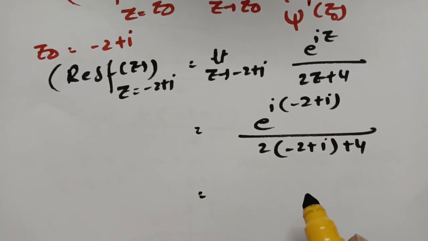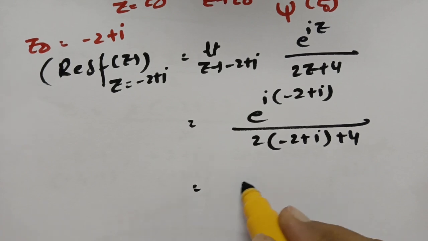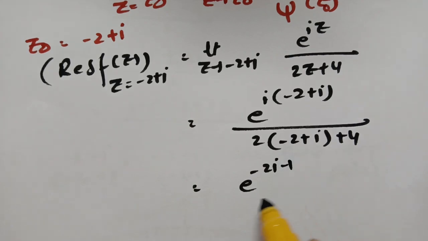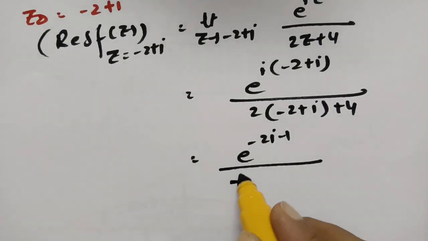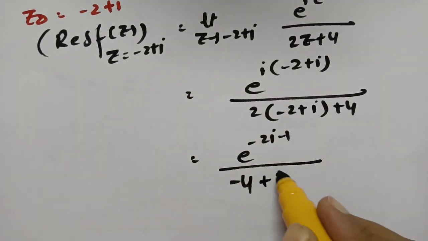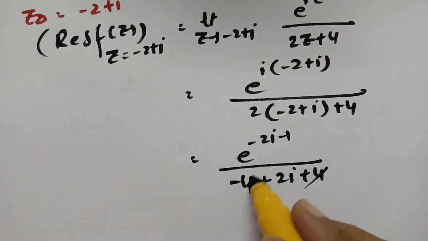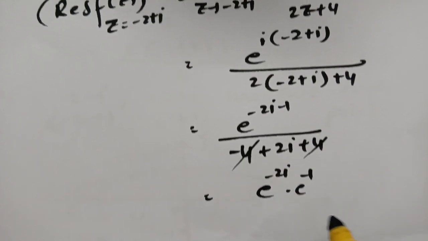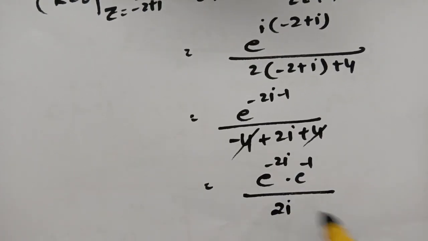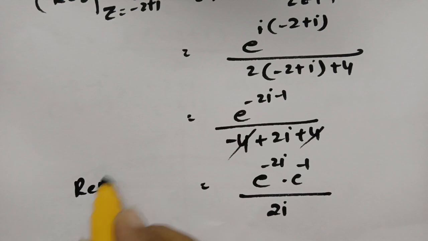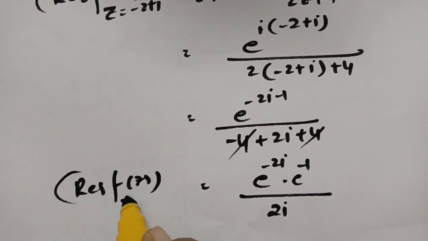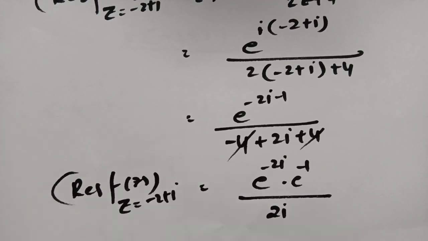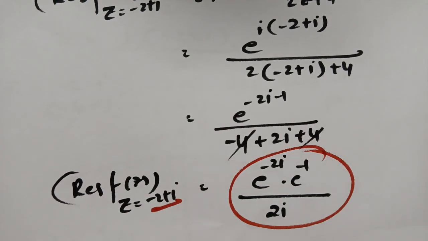In the second method I have calculated this residue. If I multiply, this will be e power minus 2i, i square is minus 1, by, if I multiply this one, minus 4 plus 2i plus 4. After cancelling, this is e power minus 2i into e power minus 1 by 2i. So this is nothing but the residue of f of z for the interior pole z equal to minus 2 plus i. This is our residue value.